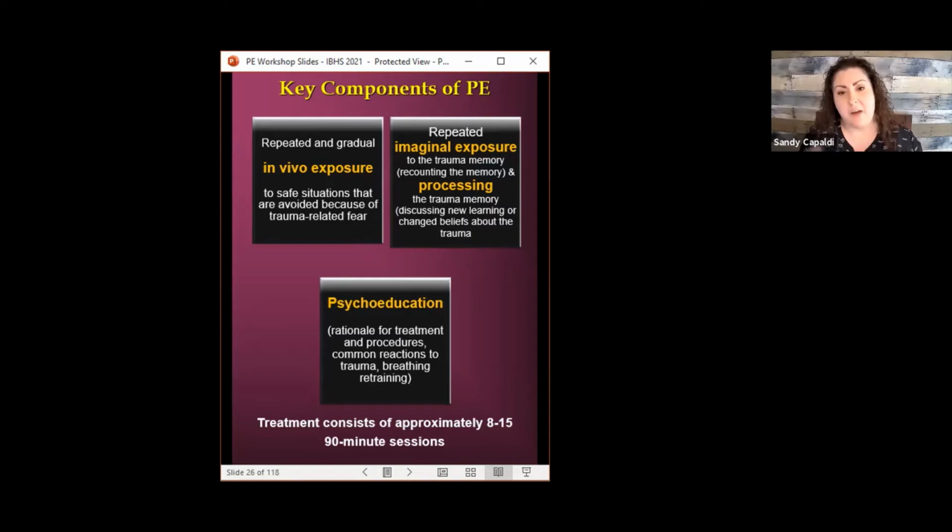And then the final component is imaginal exposure, which is where we're asking clients to repeatedly recount their trauma memory, both in session and to listen to it at home for homework. And processing, which is what we do after we've done imaginal exposure, where we talk about what the client has learned while they were doing imaginal exposure, how their beliefs have changed as they were talking about it, or since the last time that we discussed it.